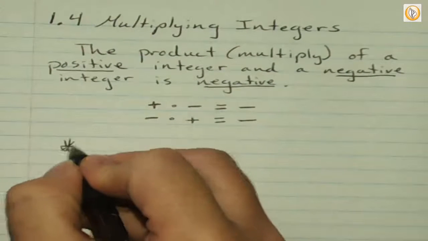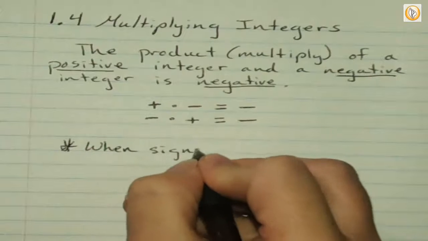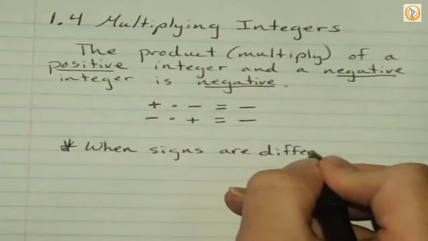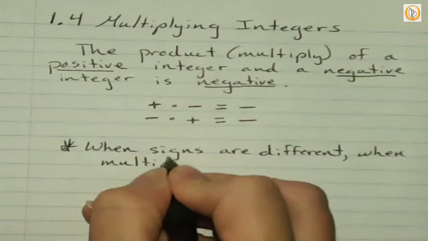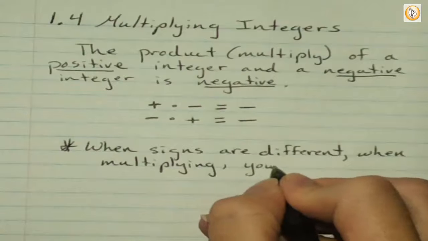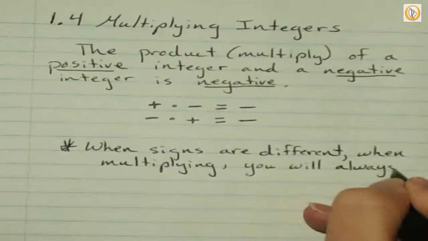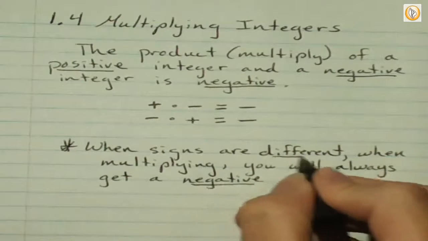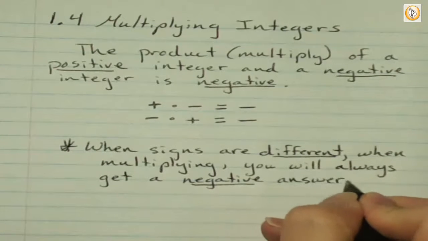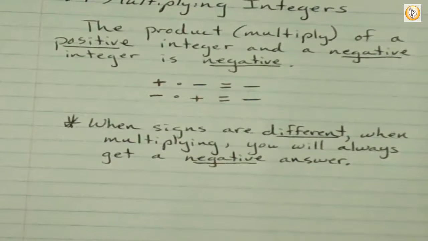So when the signs are different when multiplying, you will always get a negative answer. Same rule when dividing too, by the way, but we're just going to focus on multiplying today.